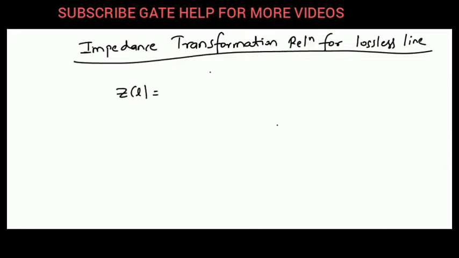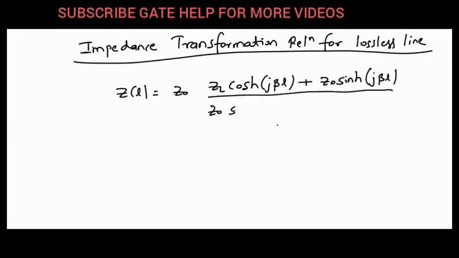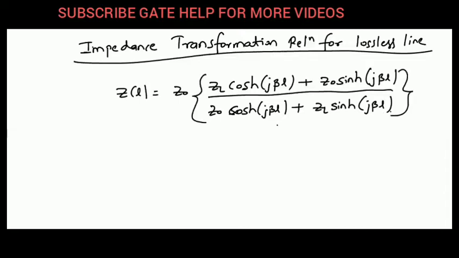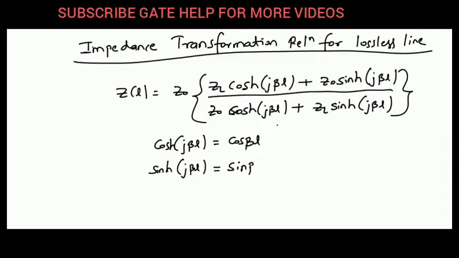for a lossless line we know that gamma is equal to j beta. Therefore this can be written as Z naught into ZL cosh j beta L, in place of gamma I have substituted j beta, plus Z naught sinh j beta L, divided by Z naught cosh j beta L plus ZL sinh j beta L. Now cosh j beta L is equal to cos beta L, from simple trigonometry, you can check it, and sinh j beta L is j sin beta L.